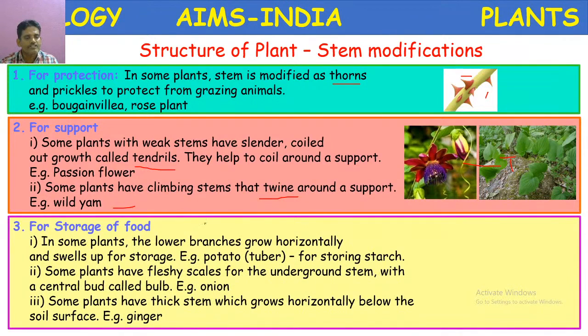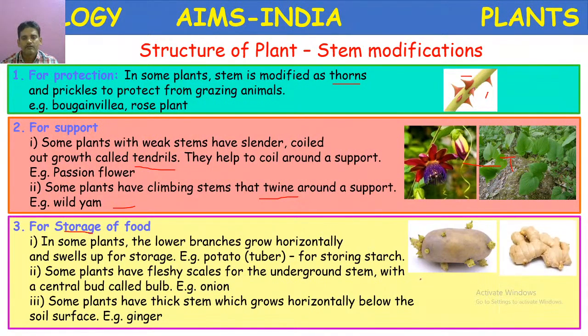Next, for storage. Some stems undergo modification for storage. In some plants, the lower branches grow horizontally and swell up for storage. The extra food material will be stored in the form of tubers. That is called tubers, a stem modification.